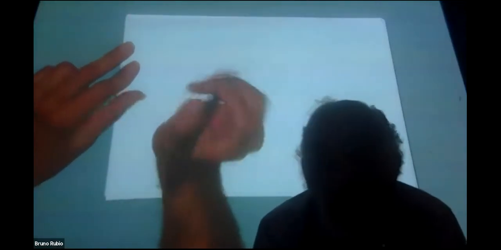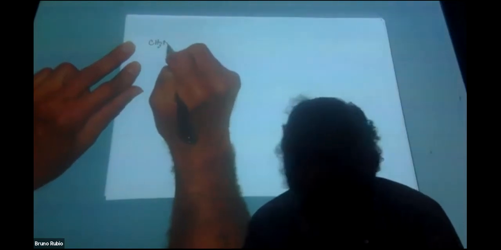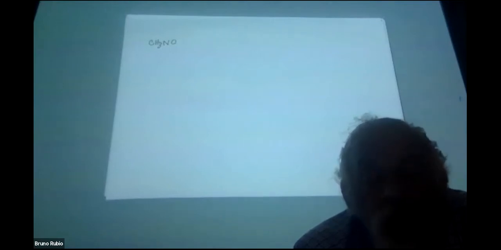Okay, so first, let me return to this piece of paper here. Let's do some more practice problems on prediction of hybridization. All right, so there's the condensed formula for this molecule. Tell me the hybridization state of everything. What's the hybridization state of the carbon? What's the hybridization state of the nitrogen? What's the hybridization state of the oxygen?